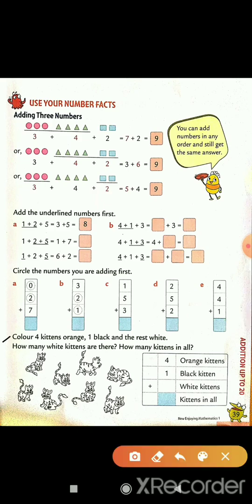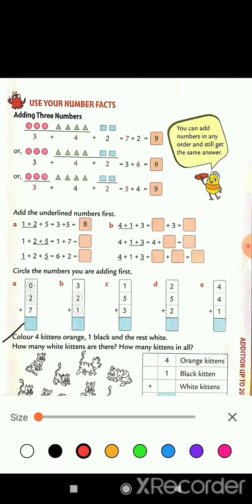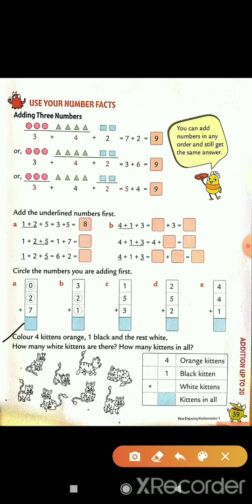Next, color 4 kittens orange, 1 black and the rest white. So you have to color the kittens. Here are some kittens. 1, 2, 3, 4, 5, 6, 7 and 8 kittens are there. You will color 4 kittens red. You can color any 4 kittens with red. You will color 1 kitten with black and the rest of the kittens with white color.